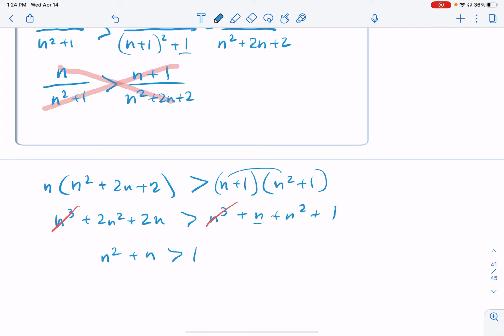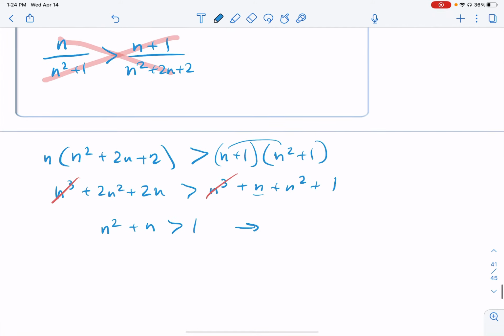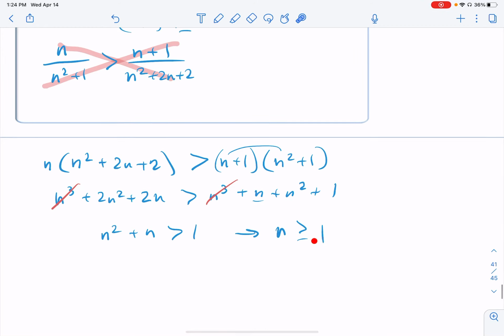Is that greater than 1? So remember that n is greater than or equal to 1. So for n greater than or equal to 1, at like a worst case scenario, they're both 1s, and then I would get a 2 over here. That's going to be greater than 1, so it checks out. So that inequality checks out for n greater than or equal to 1.